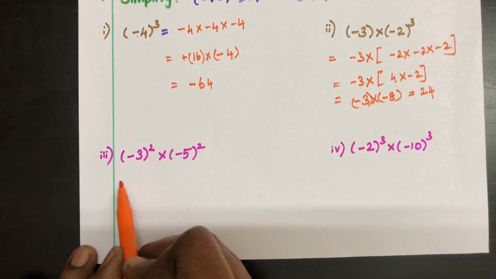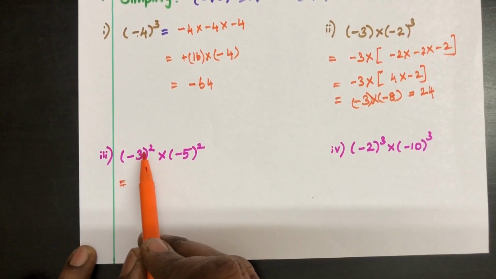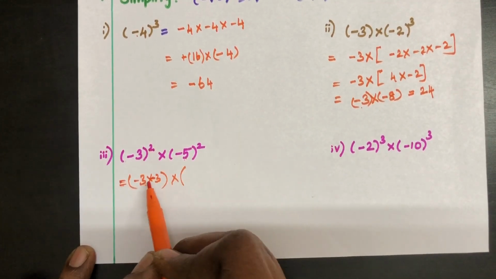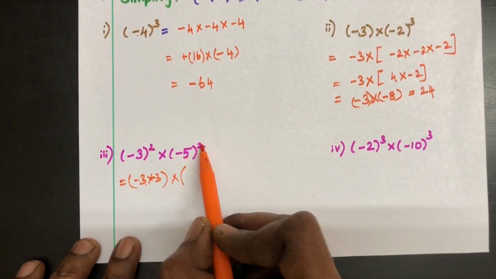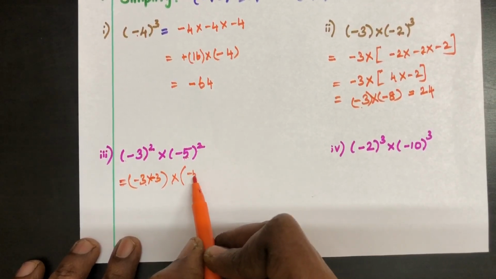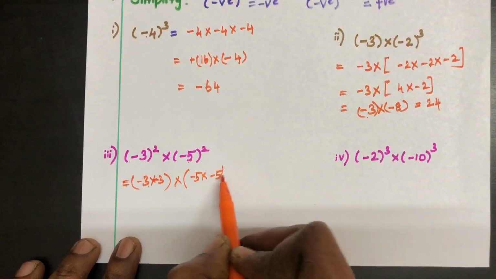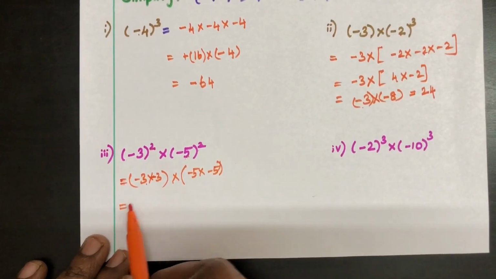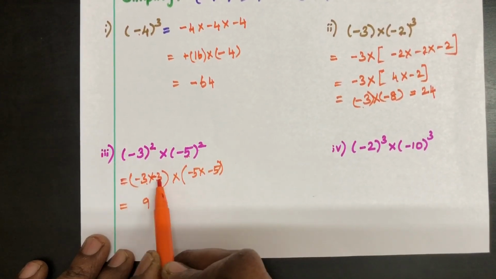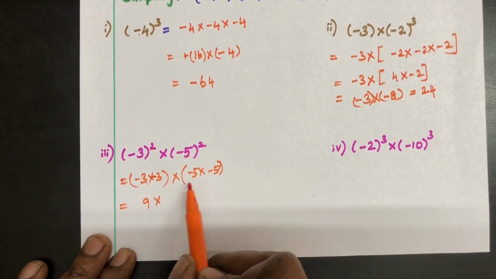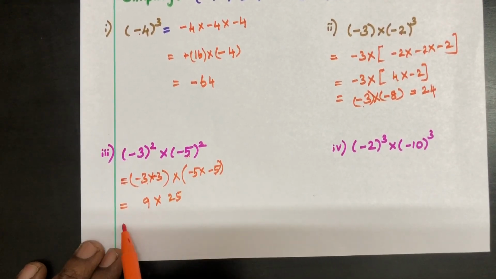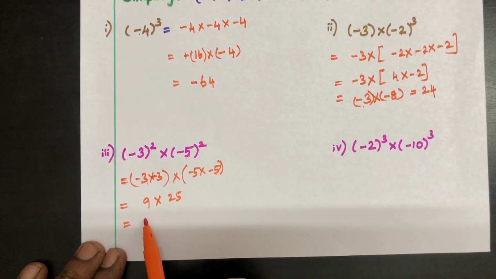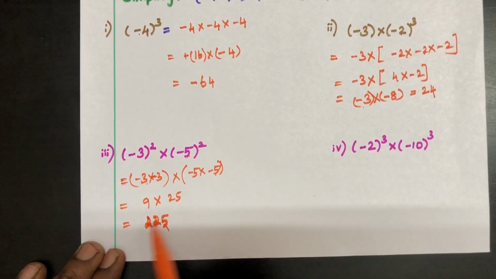Now this one. A negative number with an even power means a positive answer. Here also, a negative number with an even power means a positive answer only. Minus 3 into minus 3, 2 times repeating. 3 3s are 9. Minus 3 into minus 3 is positive 9. Minus 5 into minus 5 is plus 25. So 9 into 25 gives us 225.